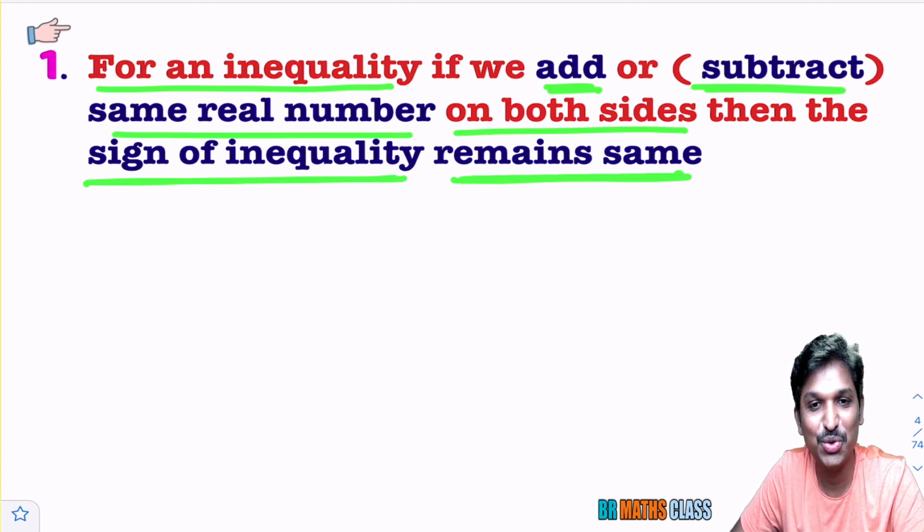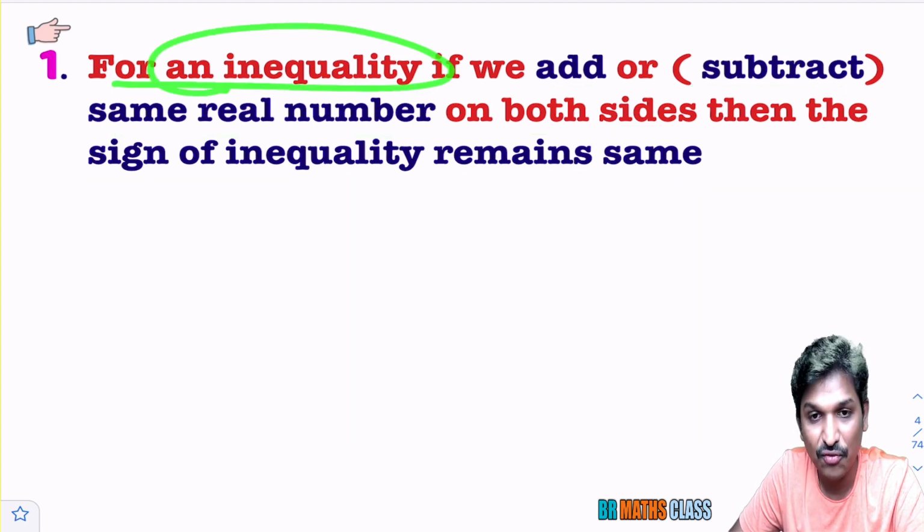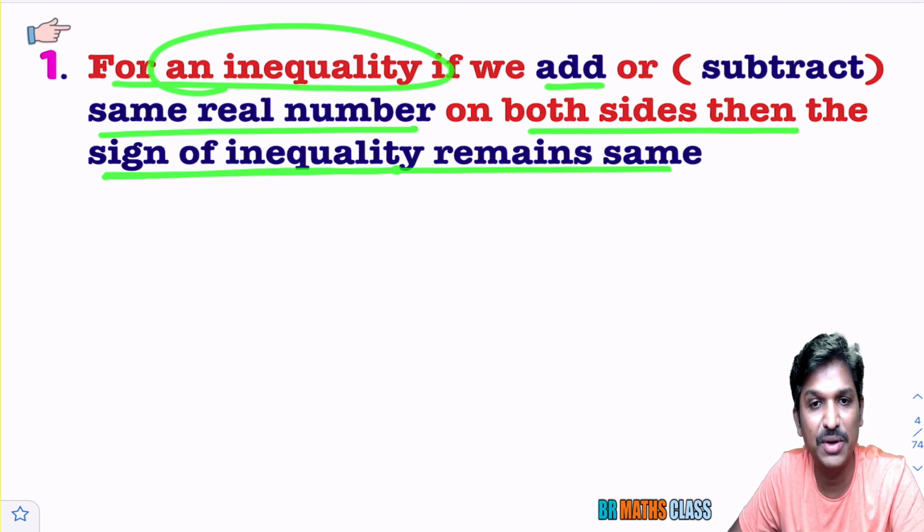Understand? Don't worry. In case you didn't understand this, with the help of an example we can understand easily. First I'll take one inequality. For that inequality, I'll add the same real number on both sides. This rule says that the sign of inequality remains the same. Sign of inequality remains the same means less than remains less than only, less than or equal to remains less than or equal to only, greater than remains greater than only, like that.